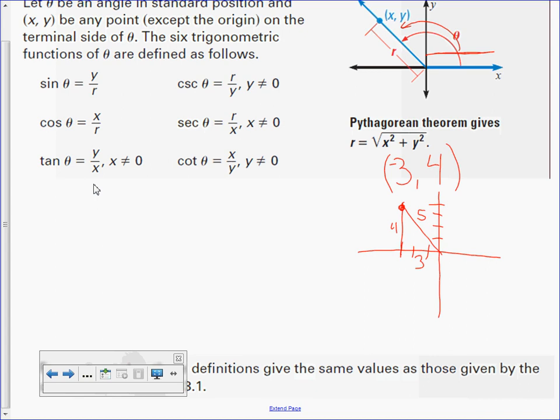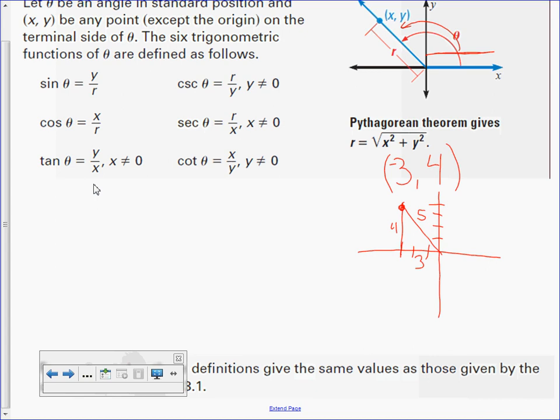So a lot of times people make the mistake of the sine value goes with the x coordinate. Well, that's wrong. What comes first in the alphabet, sine or cosine? Cosine. What comes first in the alphabet, x or y? X. Easiest way to remember what goes with what is cosine is your x value, sine is your y value. Okay? That's the easiest way to remember that. Make sense?